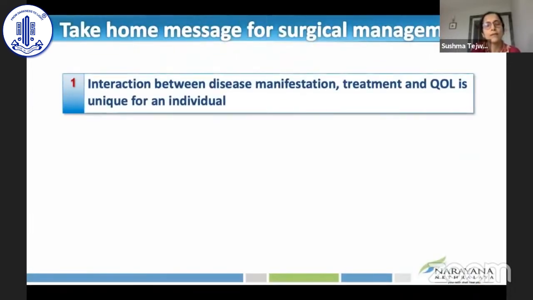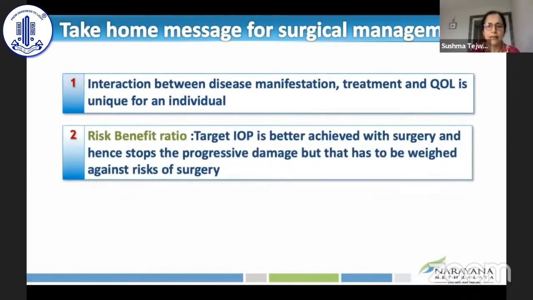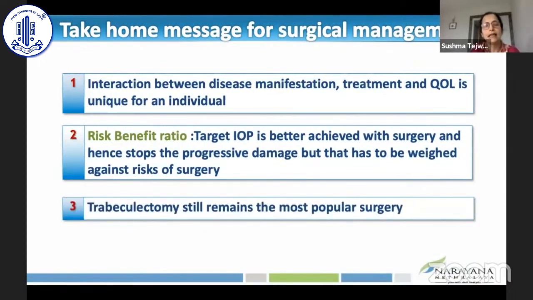So, what we need to understand is that the interaction between the disease manifestation, treatment, and quality of life is unique for an individual. So the decision making depends entirely on the individual case. You need to look at the risk-benefit ratio for a particular individual before you decide about the surgery. And trabeculectomy still remains the most popular surgery.